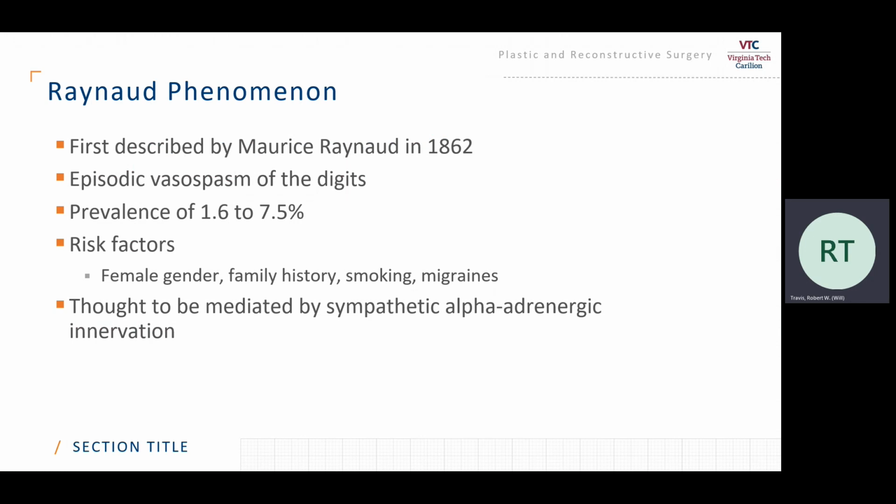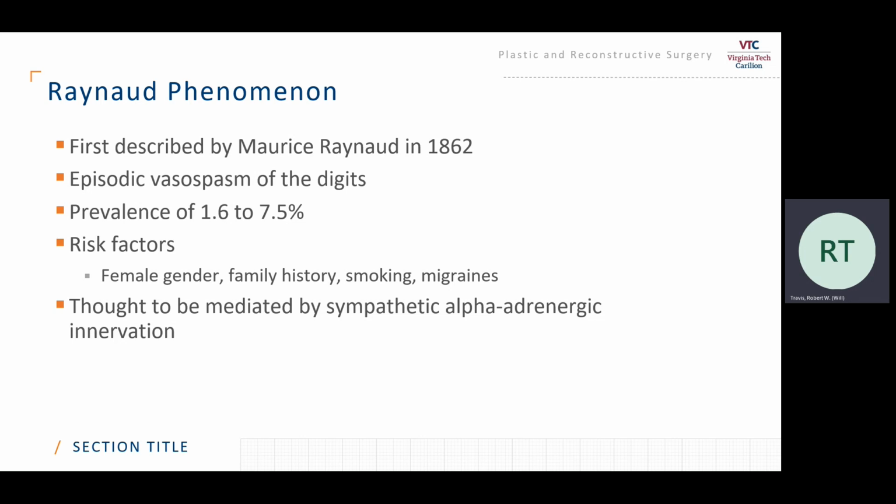So we're going to start with the vasospastic disorders. Start with Raynaud's phenomenon. This was first described by Maurice Raynaud in 1862. It's characterized by episodic vasospasm with reversible ischemia of the peripheral arterioles in the hand, which is classically triggered by either cold exposure or emotional stress. The prevalence is somewhere from 1 to 7%. Risk factors include female gender, family history, smoking, and migraines. The mechanism is poorly understood.